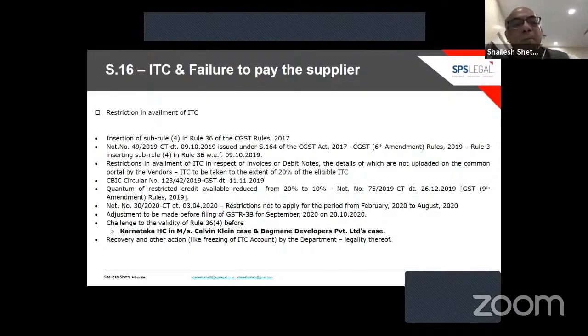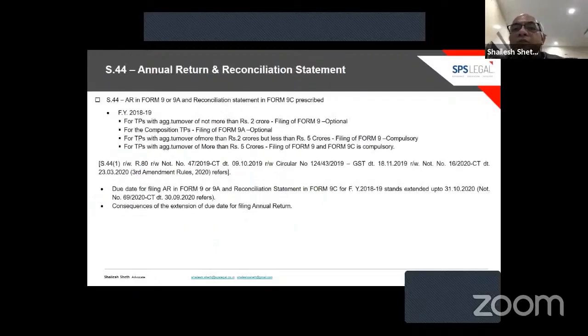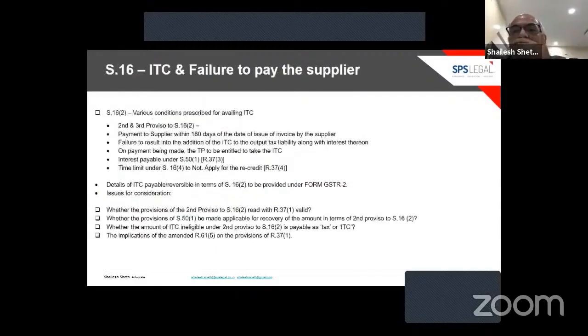Next. Next. Yes, Section 16. Sorry, previous one. Yeah, these are the two extra topics which I wanted to speak about.